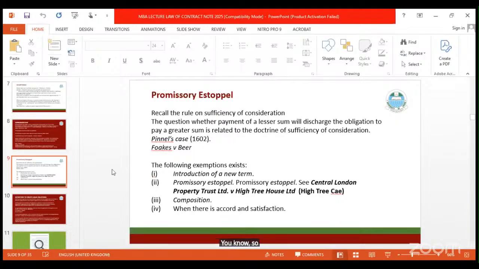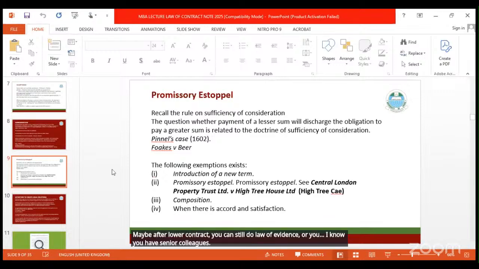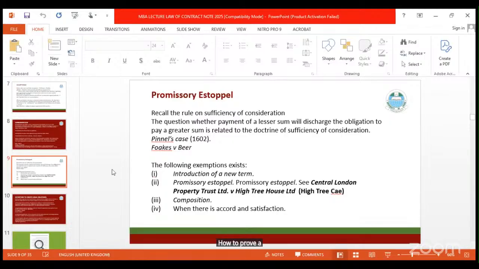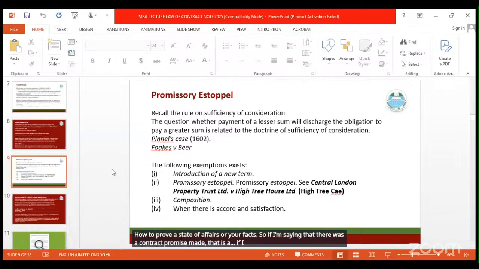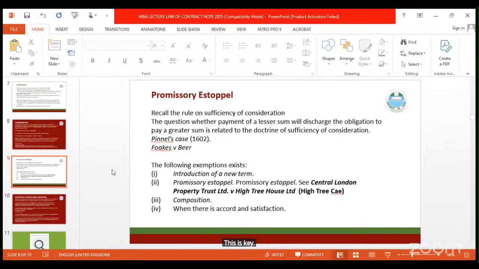But to prove a fact, to prove a state of affairs, is a different law entirely. They call it the law of evidence. Maybe after the law of contract, you can still do the law of evidence, or I know you are senior colleagues, you are lawyers, so maybe you can just brush up yourselves. But that falls under the law of evidence, how to prove a state of affairs or a fact. So if I'm saying that there was a contract, a promise made, and I say it's a fact, there is a way that the law has designed to prove it, and you can always apply that in proving that fact. But if you cannot prove it, then you can't get the case in your favor. It's as simple as that.